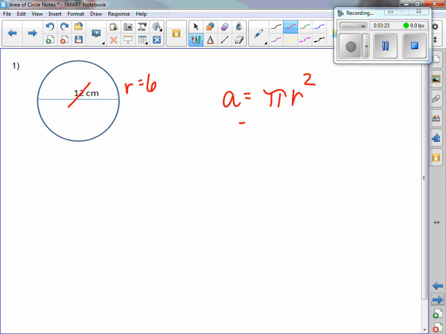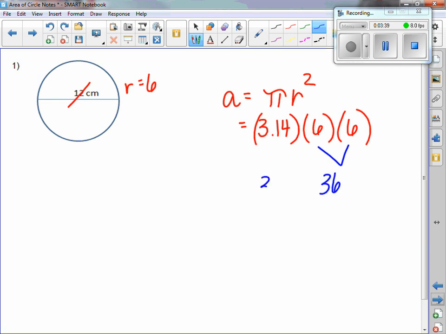So for my formula, I have pi 3.14 times the radius 6 times the radius again, because I'm squaring my radius. 6 times 6 we know is 36. So essentially all I have to do now is pi 3.14 times 36. So off to the side, let's multiply that out. 3.14 times 36. So let me give you just a minute and you multiply that out.